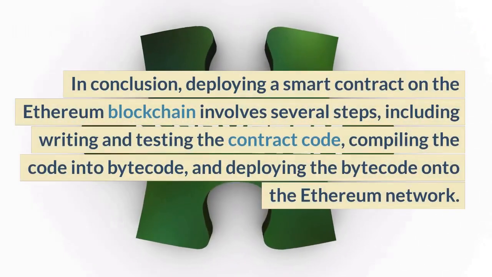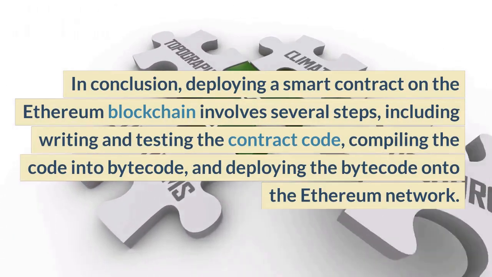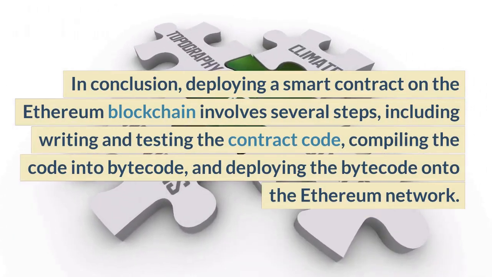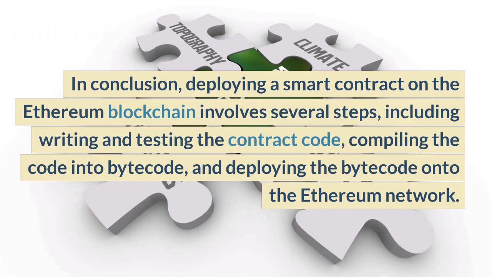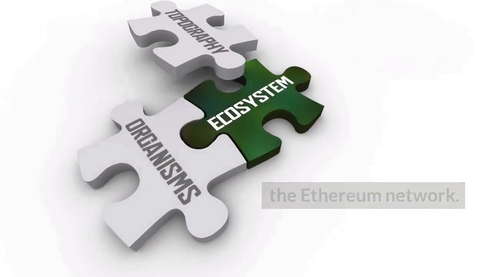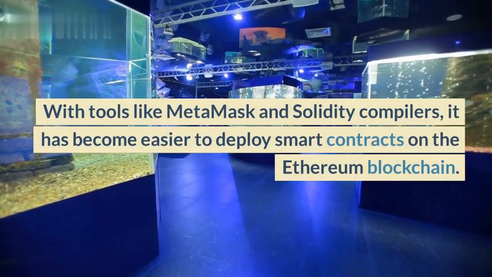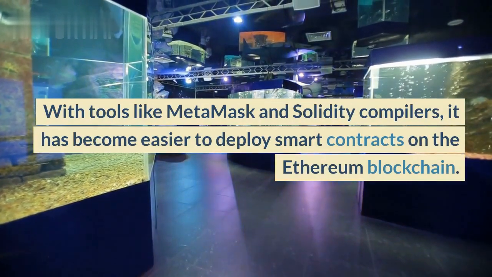In conclusion, deploying a smart contract on the Ethereum blockchain involves several steps, including writing and testing the contract code, compiling the code into bytecode, and deploying the bytecode onto the Ethereum network. With tools like MetaMask and Solidity compilers, it has become easier to deploy smart contracts on the Ethereum blockchain.